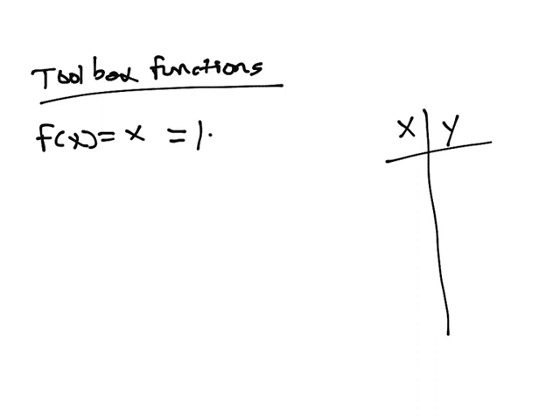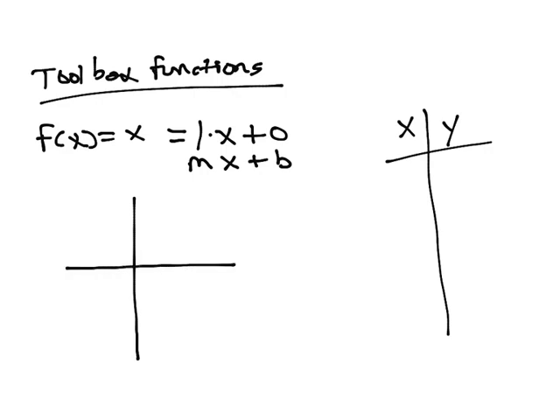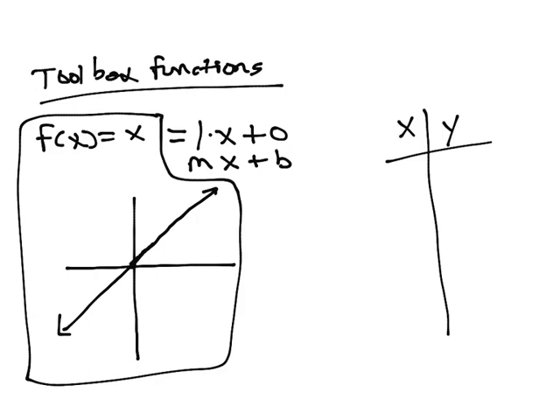I could also write that as 1 times x plus 0. And the reason I write it so weird like that is so that you can see that this is a linear function, mx plus b. It's in slope-intercept form. So I know that the y-intercept is 0, so it's going to cross at the origin, and it has a slope of 1. So it's going over 1, up 1, over 1, up 1 the whole time. So the graph of f of x equals x is simply a straight line.